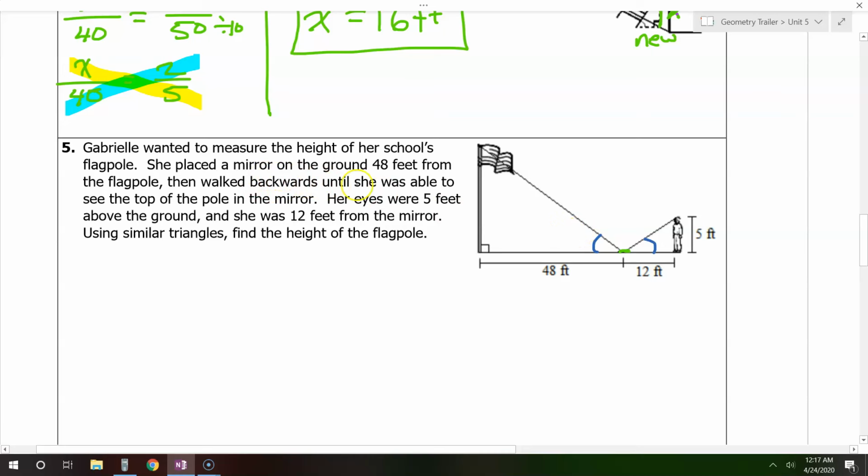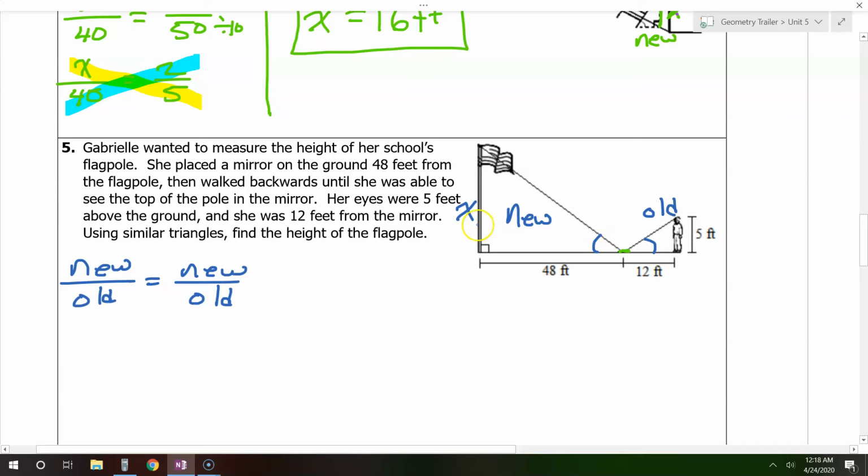Very interesting. Okay, so now that we got these similar triangles, we know that her eyes are 5 feet above the ground, so we know that this height is 5. And she was 12 feet from the mirror, something you could easily measure because it's right on the ground. And we should be able to use this information to find the height of the flagpole. Let's call this triangle new, and we'll call this smaller triangle old. It doesn't really matter which triangle you call new and which one you call old, as long as you write your equation in the form new over old is equal to new over old.